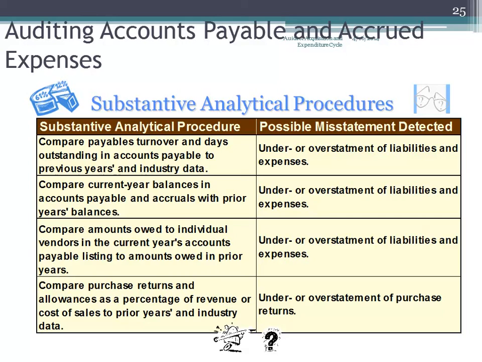Because unless there's something to indicate that your purchasing activity with that vendor has changed significantly, they're usually going to be pretty stable over time. Looking at purchase returns and allowances as a percentage of revenue, cost of sales, and so forth. Again, to see if the relationships make sense.